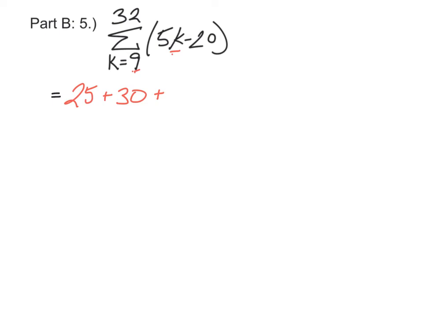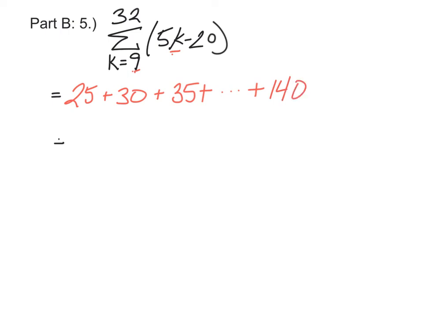Then I'm going to bump it up to 11. 5 times 11 is 55. 55 minus 20 is 35. Go dot, dot, dot, all the way down to the end and plug in 32. 32 times 5 makes 160. 160 minus 20 is 140.